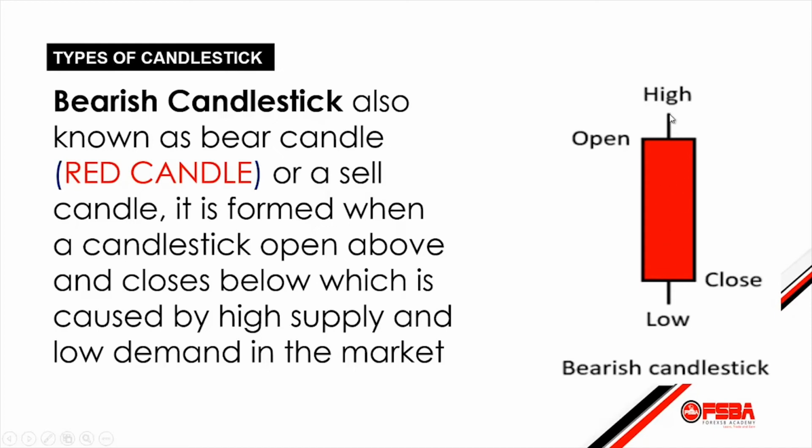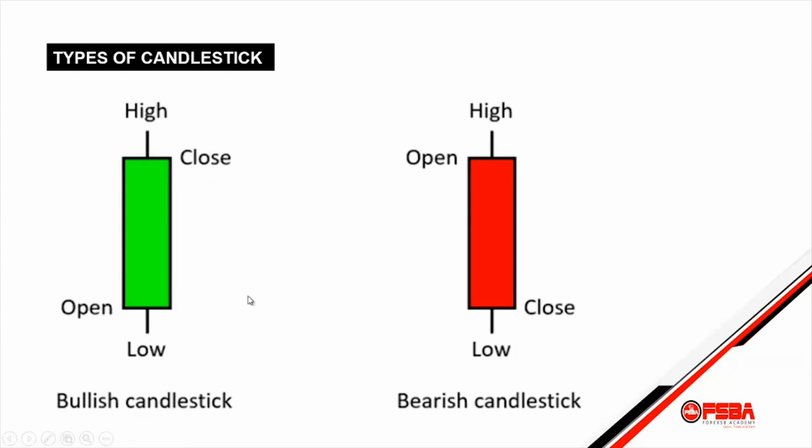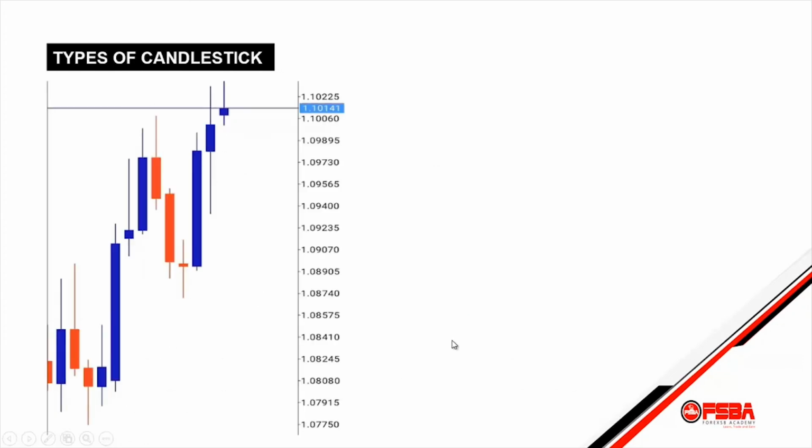But for the day, this is the high for that day, and this is the low. So this is the opening price, and this is the closing price. So this is a bearish candlestick. You can see we have the bullish and we have the bearish candlestick. So this is an example of how the candlestick chart looks like. So you can see here we have a blue candlestick and a red candlestick.